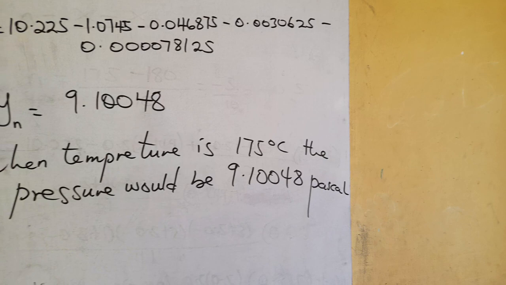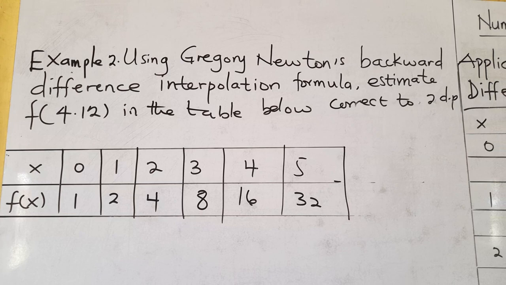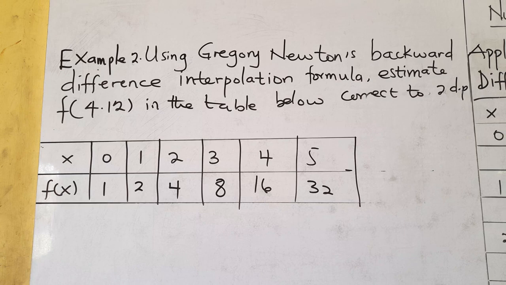So this is a very, very interesting one. We'll solve one more example on this and we'll take it from there. So our second question says that using Gregory Newton's backward difference interpolation formula, estimate f of 4.12 in the table below, correct to 2 decimal places, and the values of x and their corresponding values of f of x are given in the table.